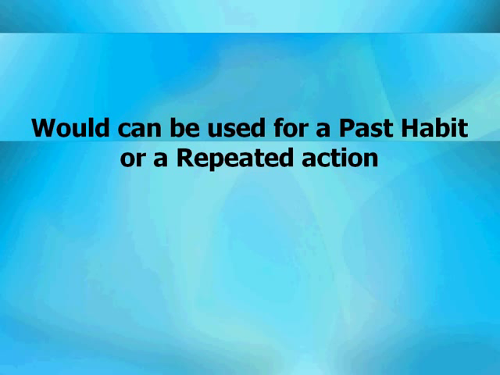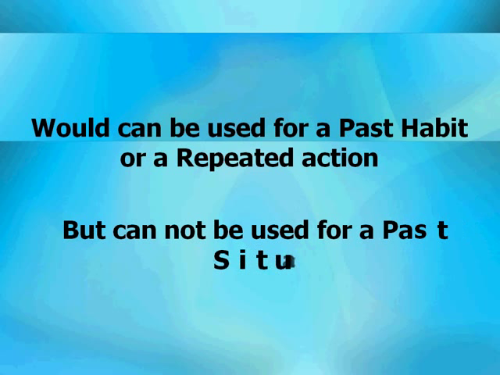So would can be used for a past habit or a repeated action or activity, but cannot be used for a past situation. You know that we can use used to for expressing a past situation or past state, but would cannot be used for a past situation.